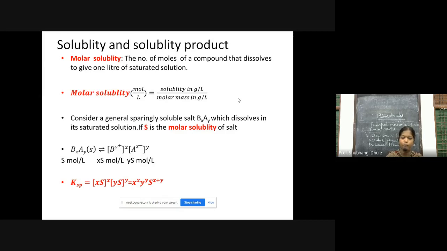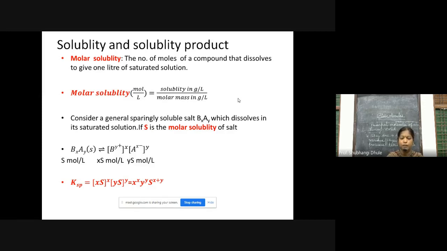So what are x and y here? You know that for the general salt B_xA_y, x is the number of cations and y is the number of anions. So the cation will be raised to its stoichiometric coefficient x, and the anion A^(x-) will be raised to its stoichiometric coefficient y. Here y+ means the cation has a charge equal to the number of anions, that is y. The anion A has negative charge equal to the number of cations, x, so as to balance.